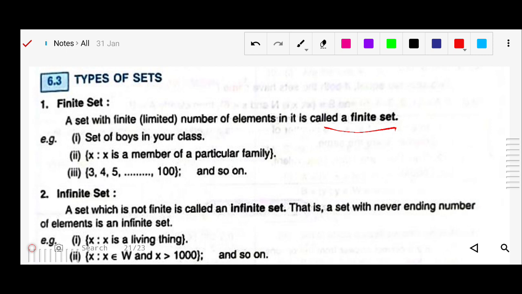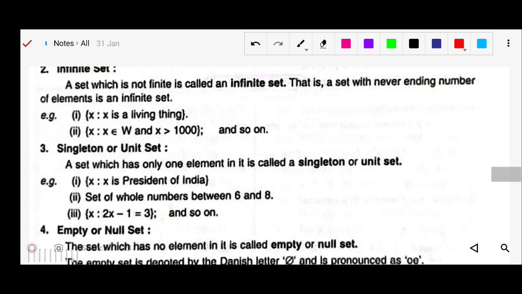Infinite sets are sets which you can't count. If I ask how many even numbers there are, or how many odd numbers, is it impossible to count? Such kinds of sets are called infinite sets. Another example: X is the set of living things. There are so many living things, can you count that? So these are the types of sets.